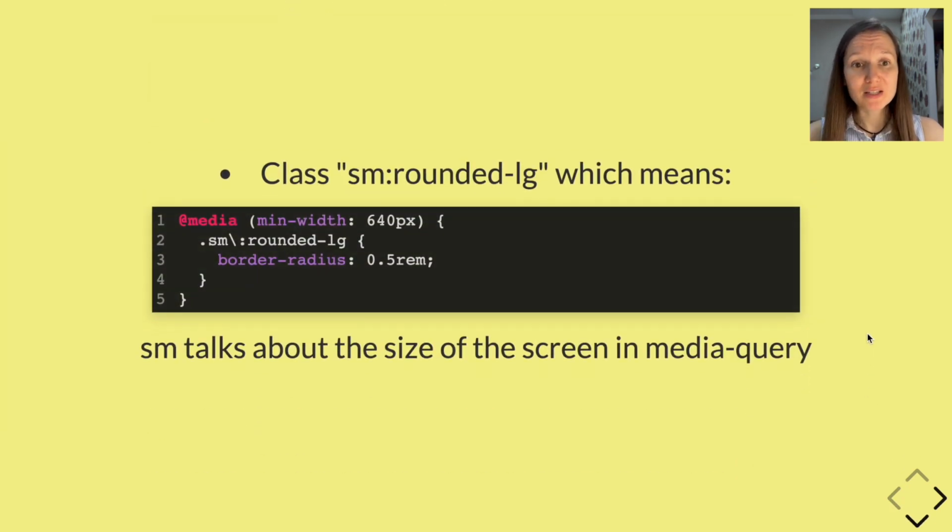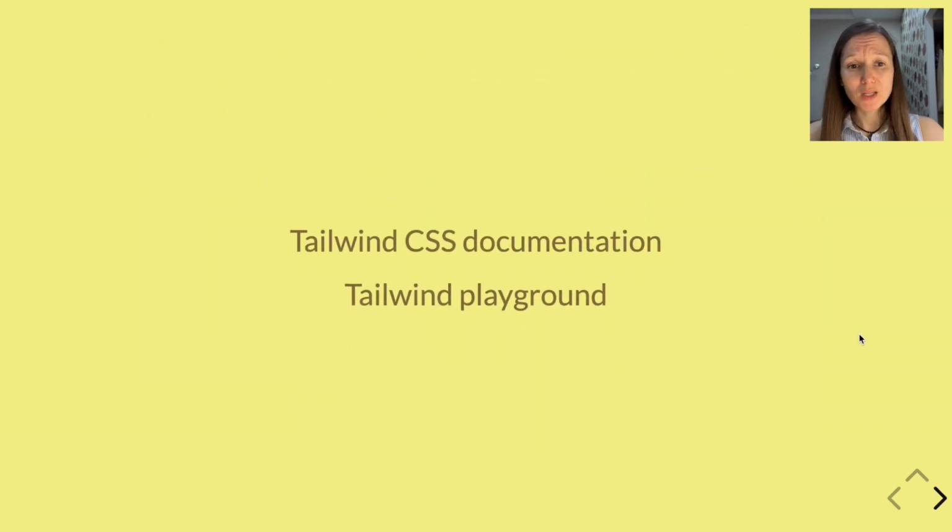One more example, class sm:rounded-lg. This is how it looks. In this case, sm at the beginning of the class is a prefix, which means that this style applies to specific, small screen sizes. There are actually lots of these classes, and obviously you don't need to remember all of them. You can always look at the documentation, and I added the link on this slide. Or you can also experiment with different classes in the special Tailwind playground, which is also available on the Tailwind official site.